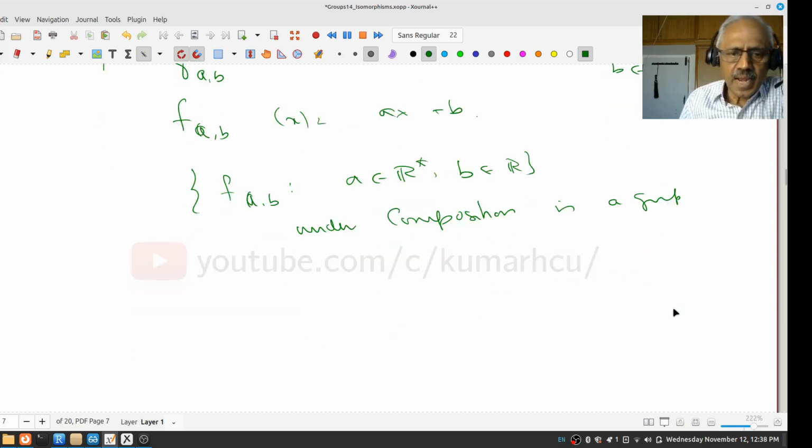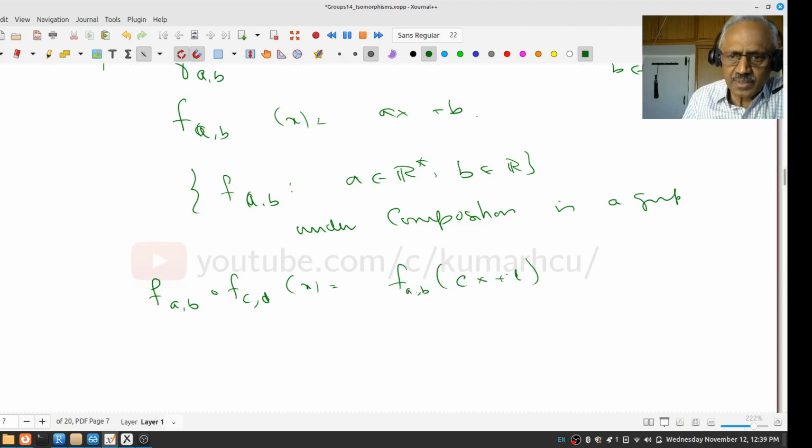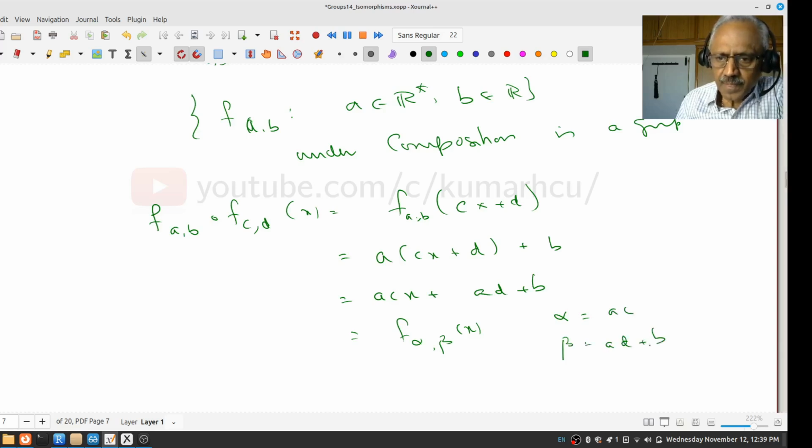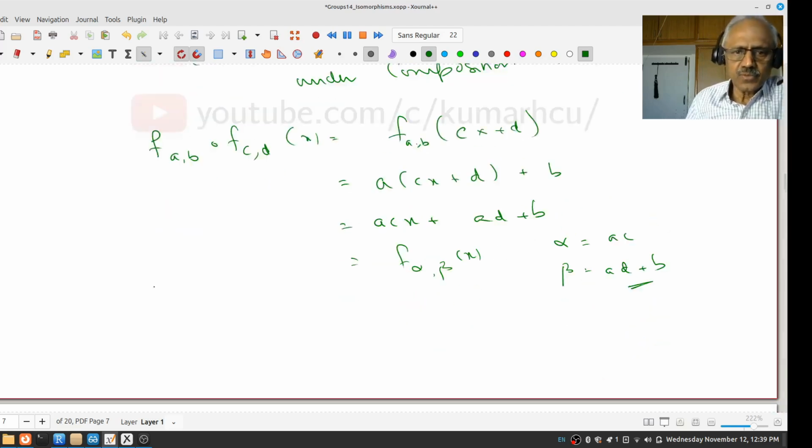Right? And we also saw how f_{a,b} composed with f_{c,d} operates. Just for fun, let me do it. That is going to be cx + d, and f_{a,b} should act on that. This is a real number, this is d. This is going to be a times (cx + d) plus b. That is acx + ad + b. Therefore, this is f_{alpha,beta}(x), where alpha is ac and beta is ad + b.